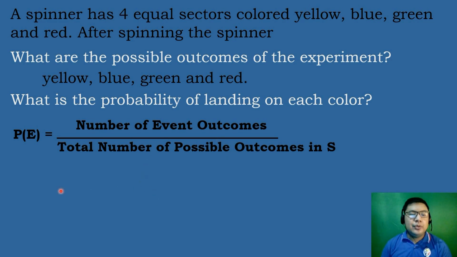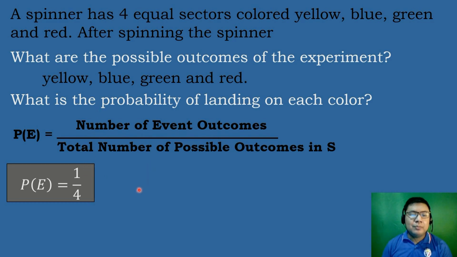All we need to do is to substitute the corresponding values. So we have the probability of E equals the number of event outcomes. Let's say, what is the probability that we will get a yellow? The number of event outcomes is equal to 1 because there is only one yellow color.